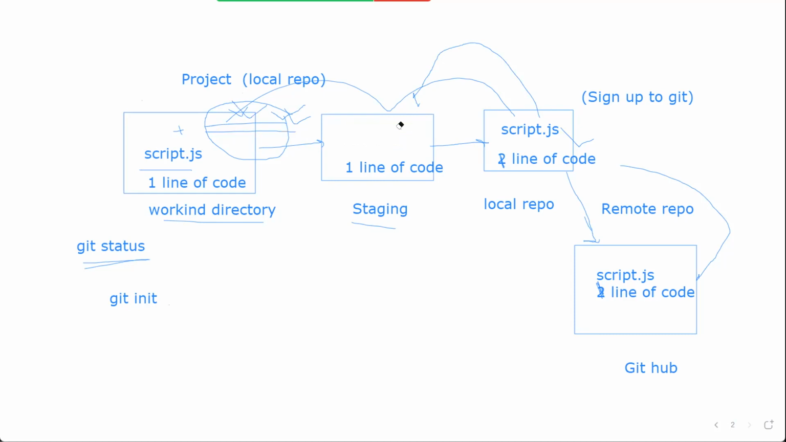It will remove from here, right? Not from the working. It will remove from the staging only. This is the second scenario. Now, what is the third scenario? The third scenario is that you are basically having the code. Okay, this is the third scenario.